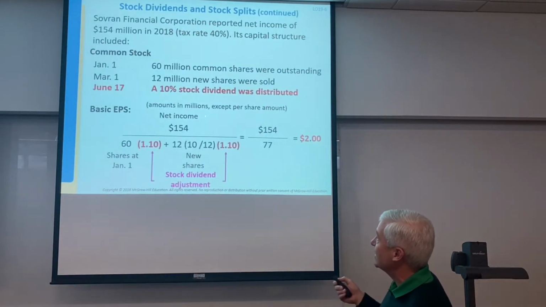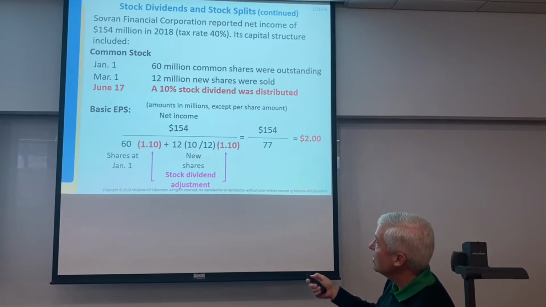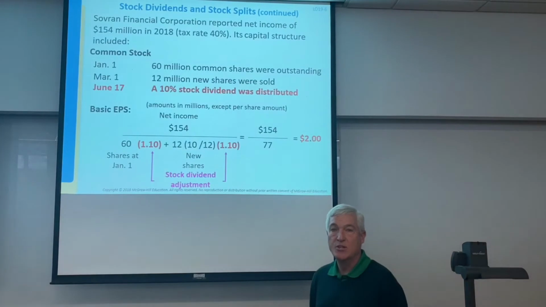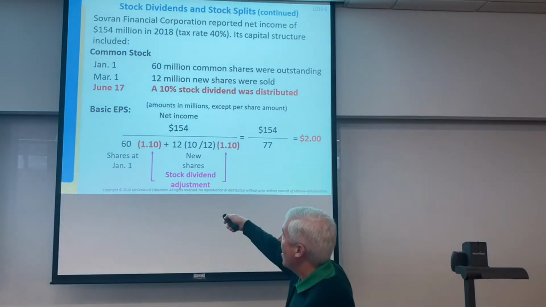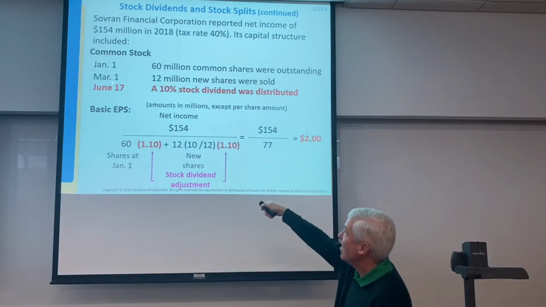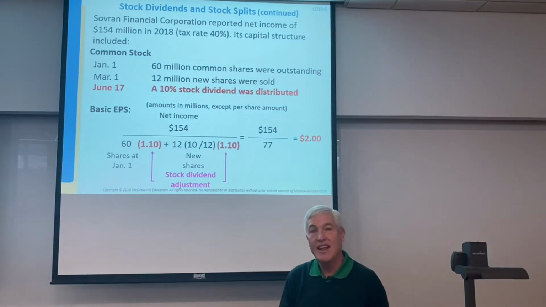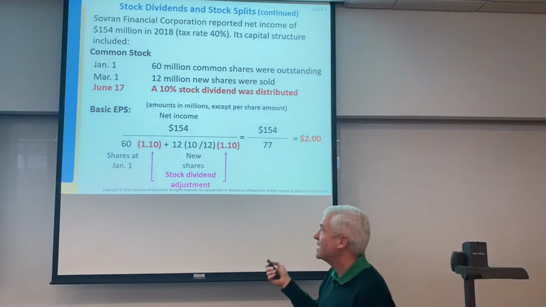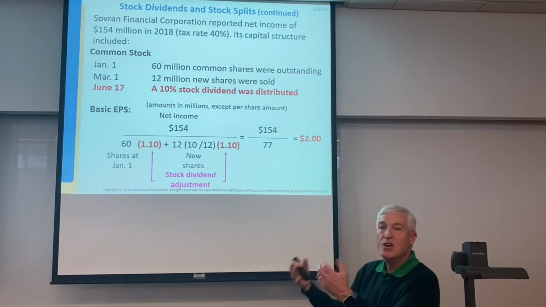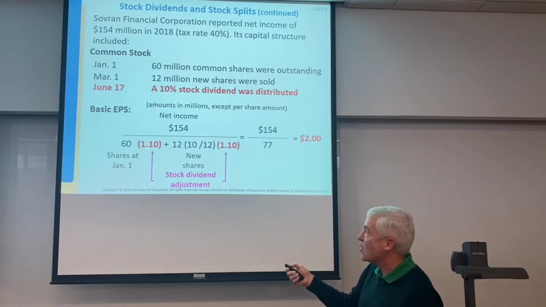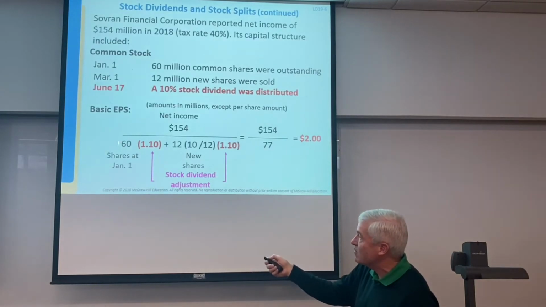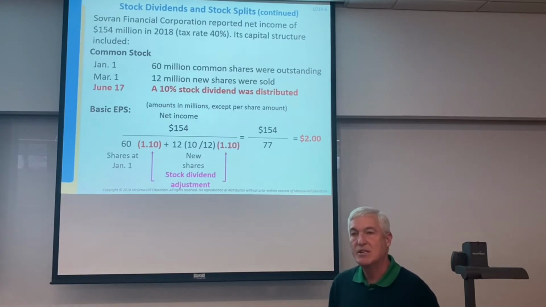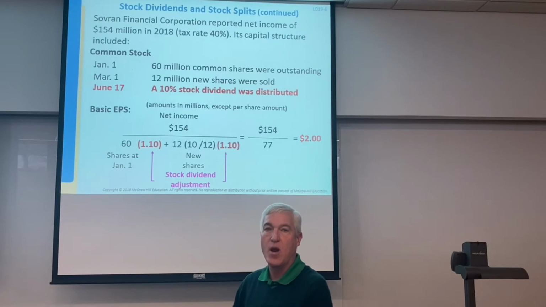I'll just go to the next slide. So here we go. June 17th, a 10% stock dividend was distributed. And so everybody that owns 60 on June 17th now owns 6 more, 66, right? And so we go back to the beginning of the period because these are not new investors. For a stock dividend, we go back to the beginning of the year and assume as if, and this is only for stock splits, it was given to investors from January 1, day one.